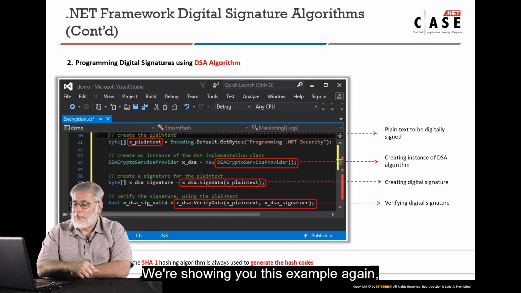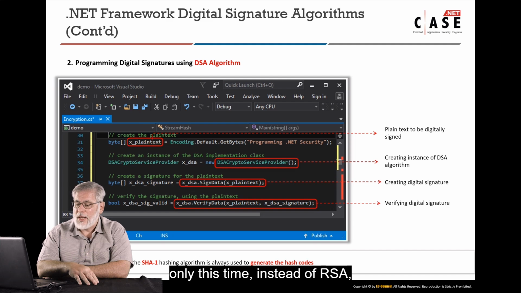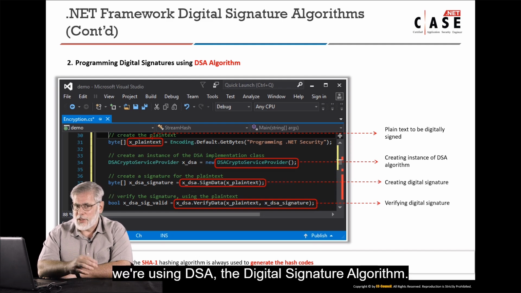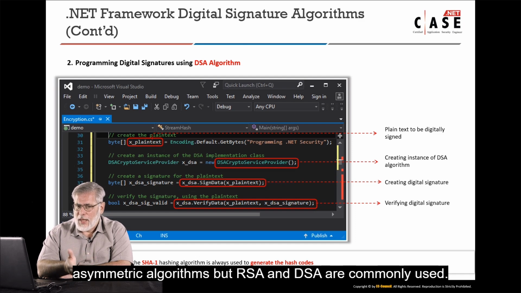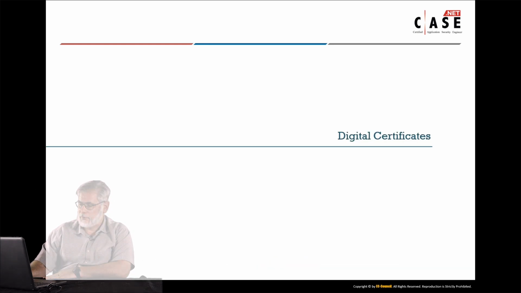We are showing you this example again, only this time instead of RSA, we're using DSA, the digital signature algorithm. You can use just about any of the major asymmetric algorithms, but RSA and DSA are commonly used.